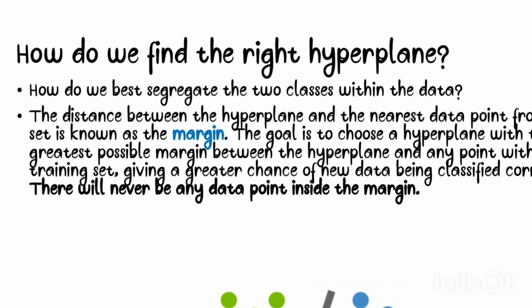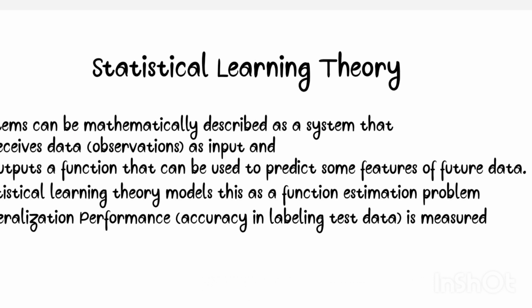How do we find the right hyperplane? The best hyperplane is the one that best segregates and classifies the data. The distance between the hyperplane and the nearest data point from either set is known as the margin. The goal is to choose a hyperplane with the greatest possible margin between the hyperplane and any point within the training set, giving a greater chance of new data being classified correctly. There will never be data points inside the margin.